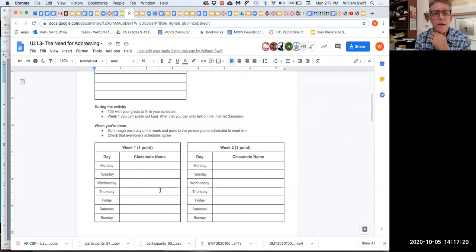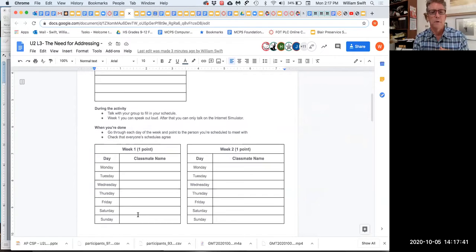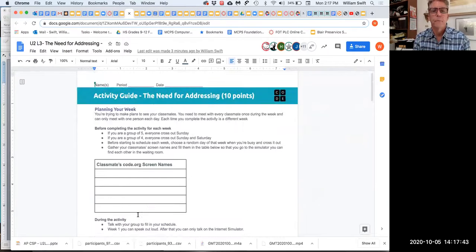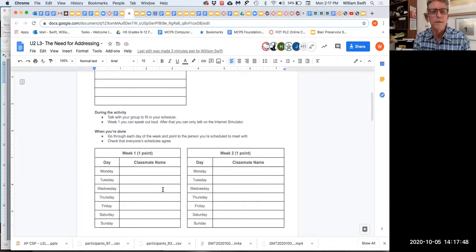You're going to make a schedule where if it's 5 people, you cross out Saturday and Sunday. If it's 4, you cross out Saturday and Sunday. If it's 5, you cross out Sunday, right? 4, Saturday and Sunday. Then you cross out one day that's your day off. You need to make a meeting with everyone else in your group. Everyone needs to meet with each person in their group on one day. You can only meet one person on one day. See if this all makes sense. We're going in.